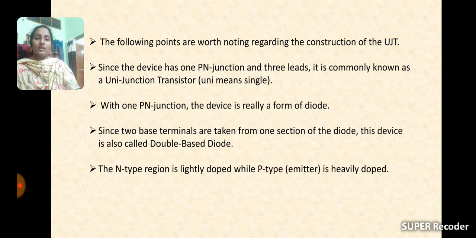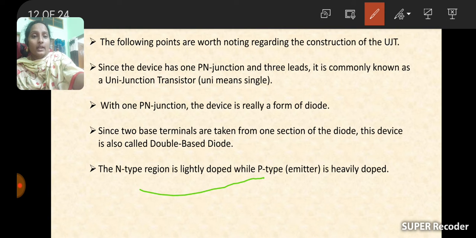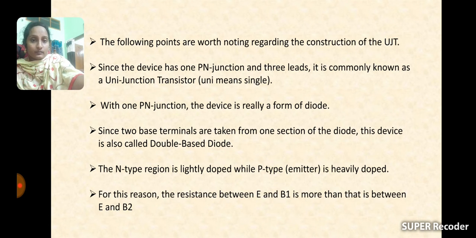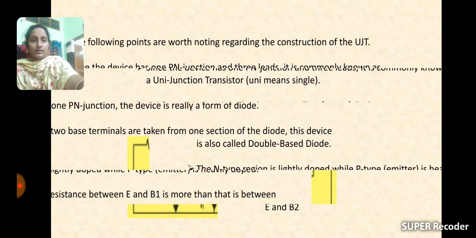And the N-type region is lightly doped, but the P-type region is heavily doped. Already I said all this. N-type is slightly doped and P-type is heavily doped, meaning heavily doped P-type is inserted into the N-bar. Is it clear? And because P is heavily doped and N is lightly doped, the resistance between emitter and base 1 is more than that between emitter and base 2. Is it clear? The resistance between emitter and base 1 is more than between emitter and base 2.